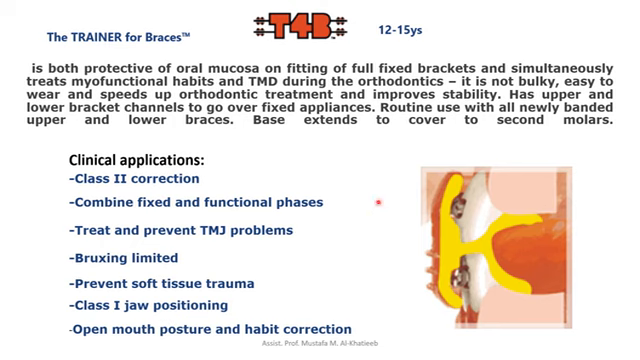Clinical application: class 2 correction combined with fixed or functional appliances, to treat and prevent TMJ problems. Also used for bruxism to limit the bruxism and prevent soft tissue trauma. Class 1 jaw positioning and open bite.